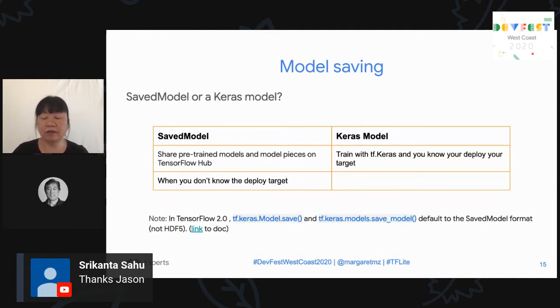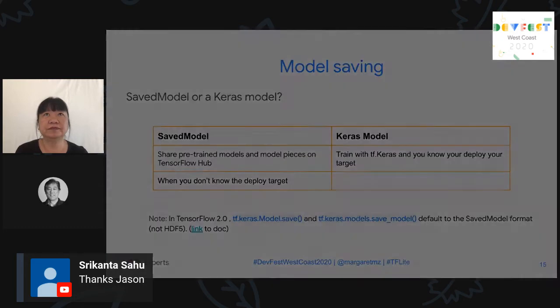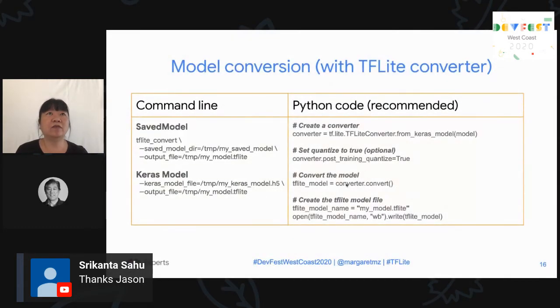But let's say, in this case, I'm just writing a very simple example with MNIST. I know my deployment target is Android. I'm writing the training code, I'm saving it, and I'm converting it. So I just use Keras. And I'm showing you the example where we have two options to do the model conversion. You can either use the command line here, or you can use the Python code, which is recommended.